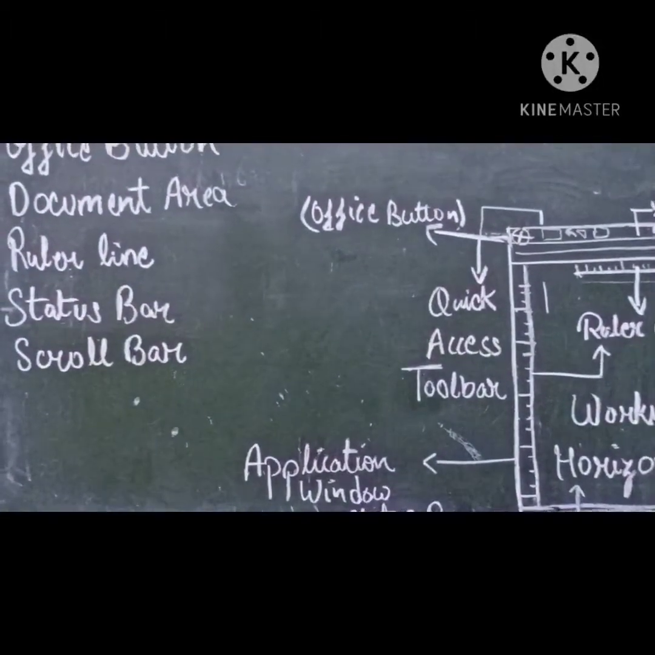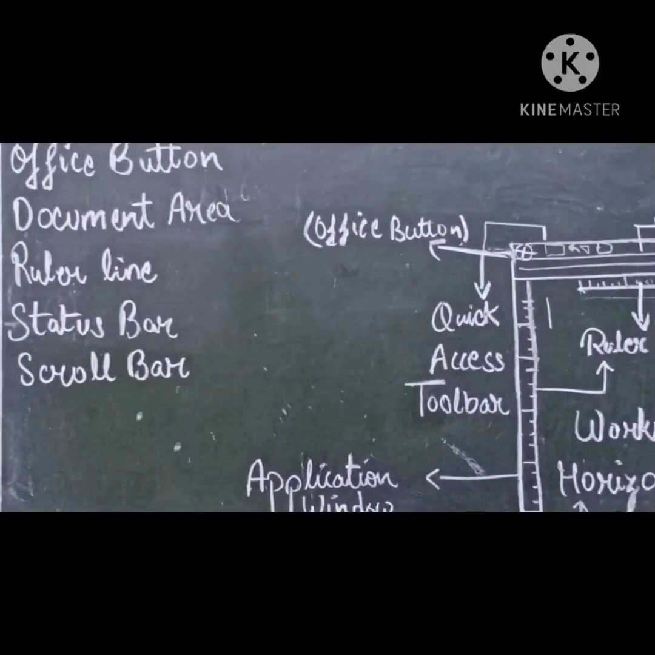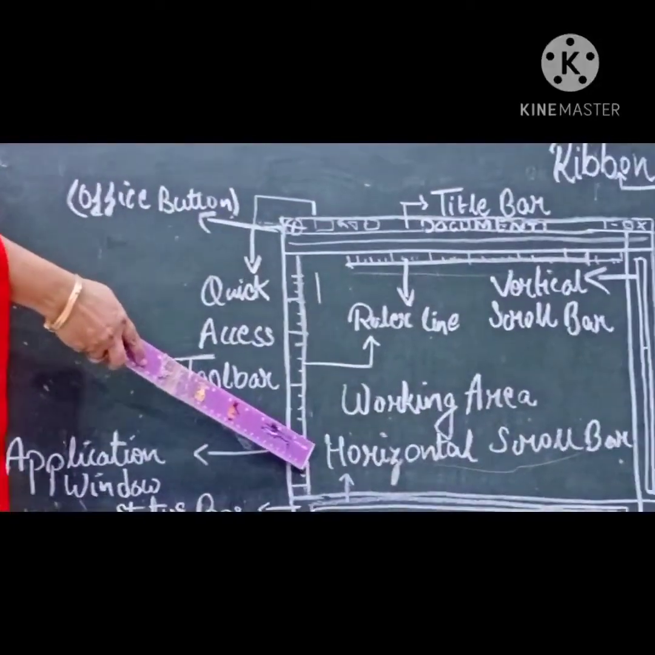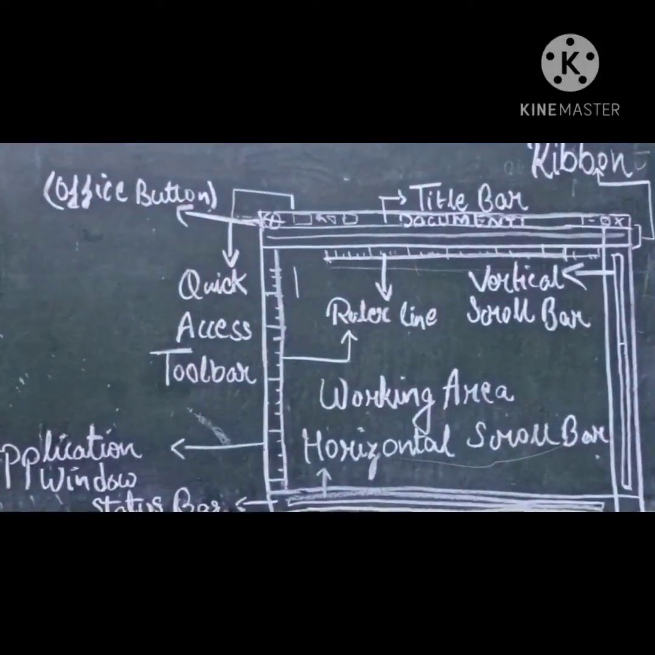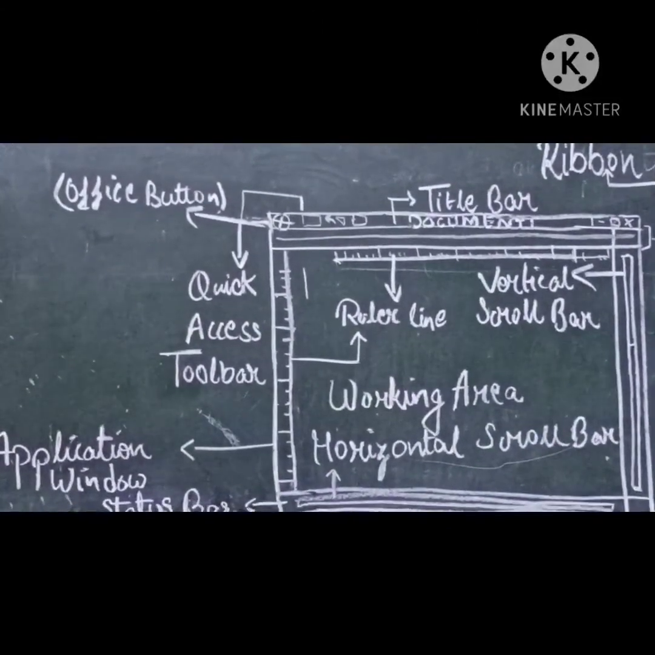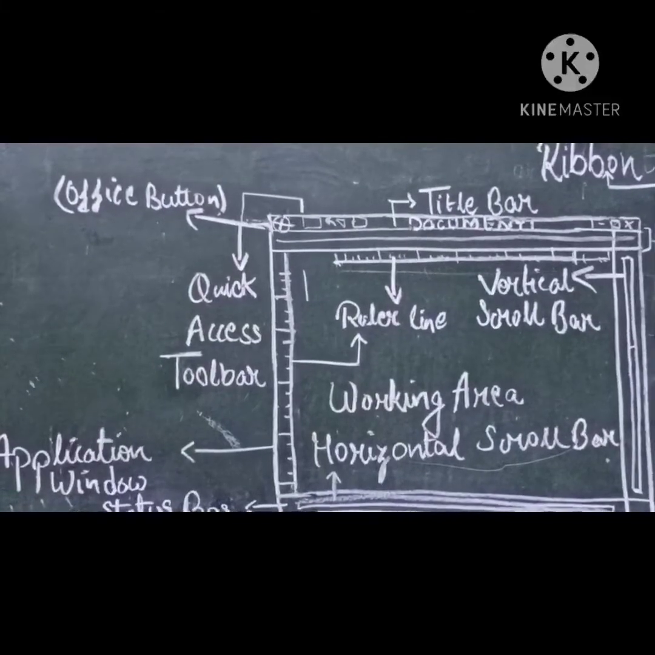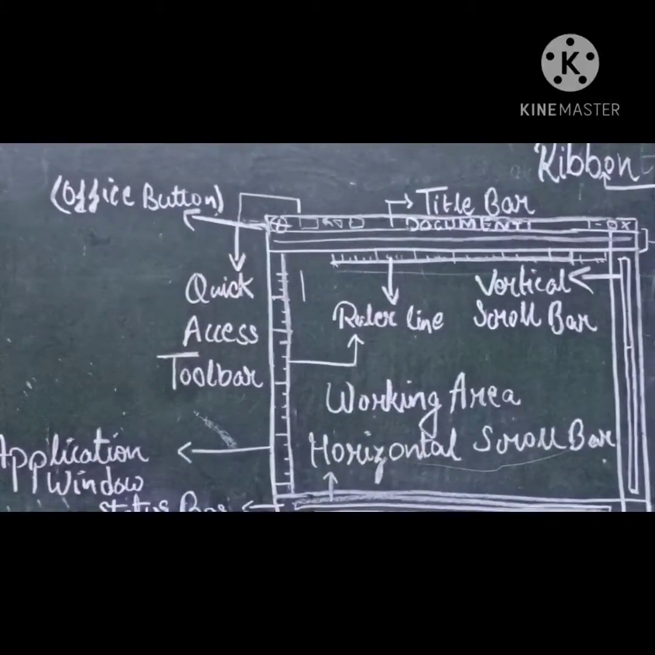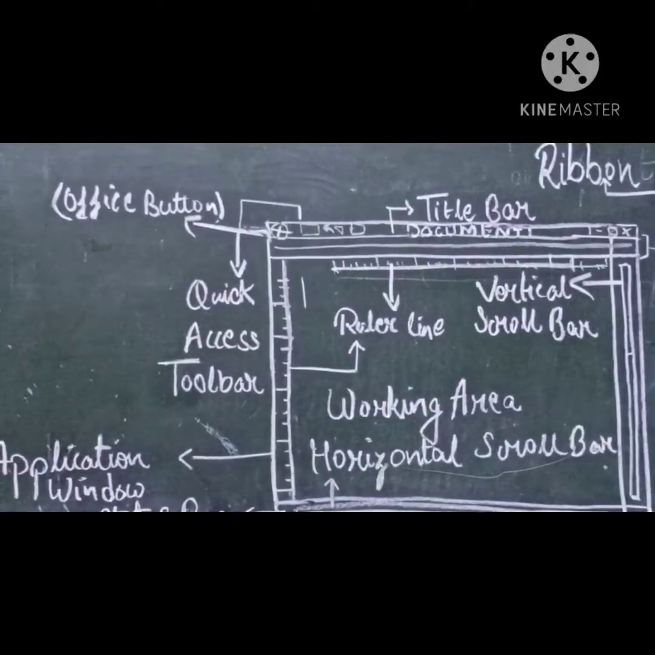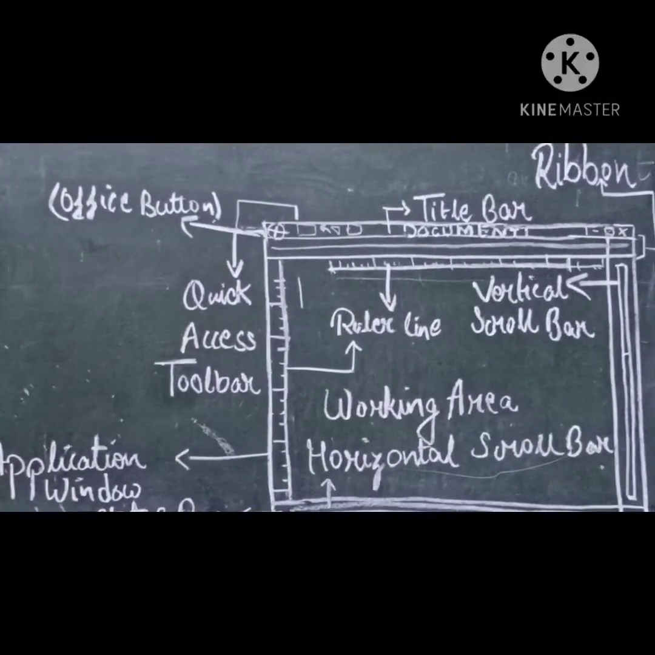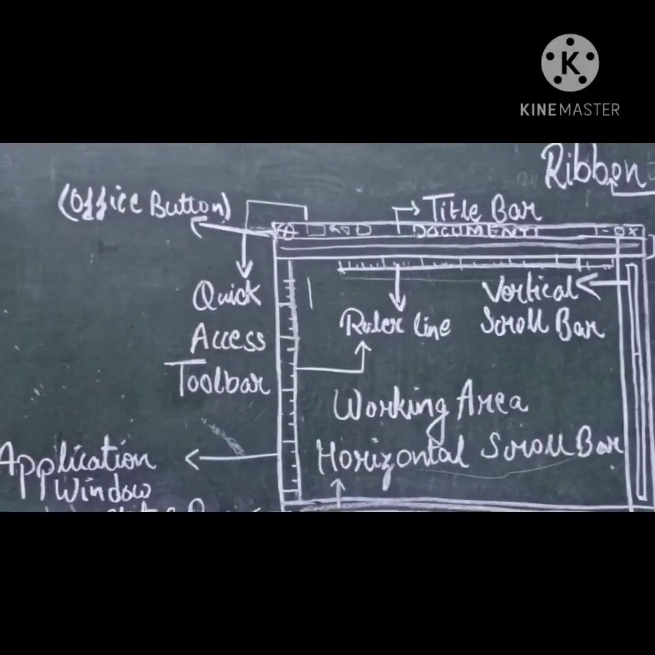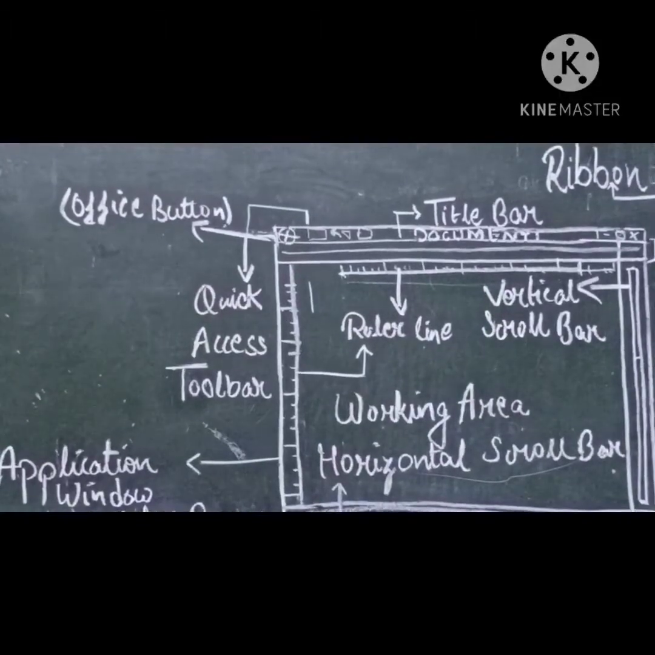Next is your, children, scroll bar. Children, there are two scroll bars, vertical and horizontal scroll bar. Here, horizontal, and there, vertical scroll bar. The vertical and horizontal scroll bars are on the right and bottom side of the screen. Children, you can move the screen display towards right or left using the horizontal scroll bar and shift it up and down with the help of the vertical scroll bar.